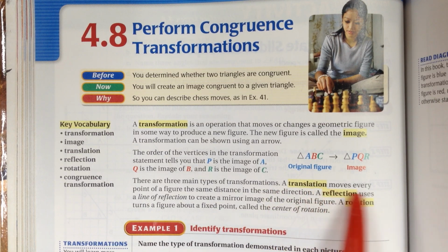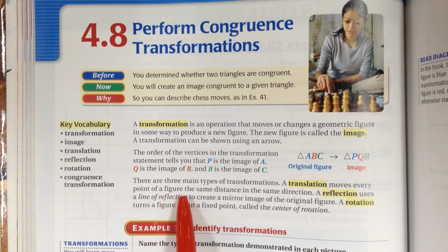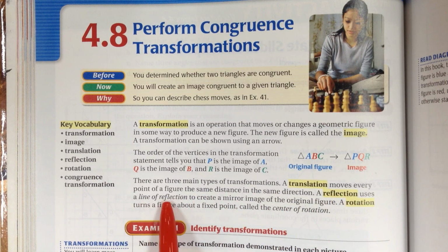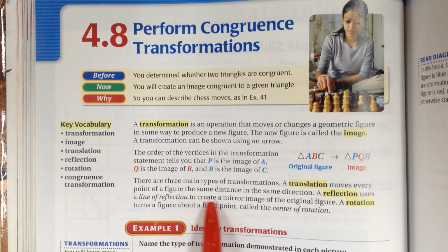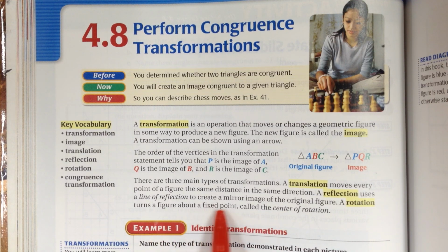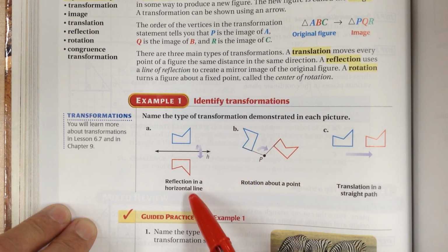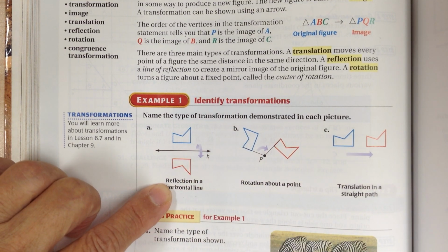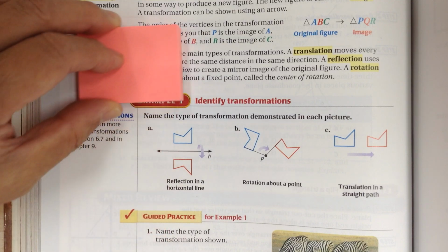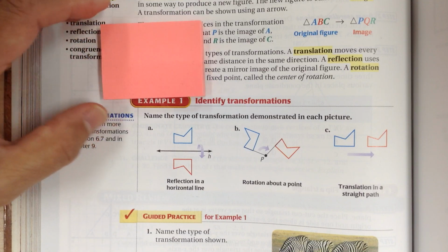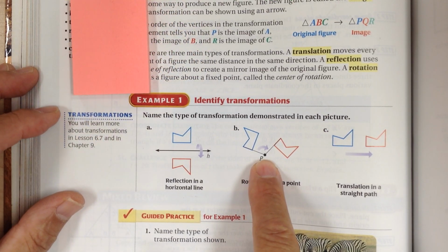A translation moves every point of a figure the same distance in the same direction. A reflection uses the line of reflection to create a mirror image of an original figure. A rotation turns a figure about a fixed point, called the center of rotation. So here's your reflection. Reflection means you flip these things over. If you have an object over here, reflection would be to flip it over. And rotation has a point of rotation.